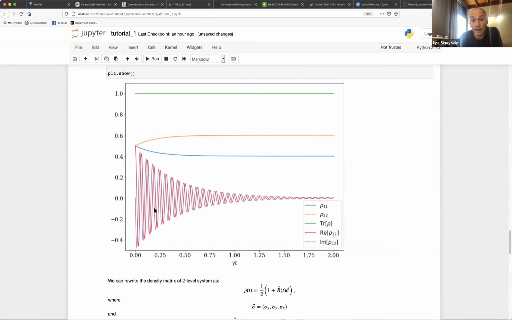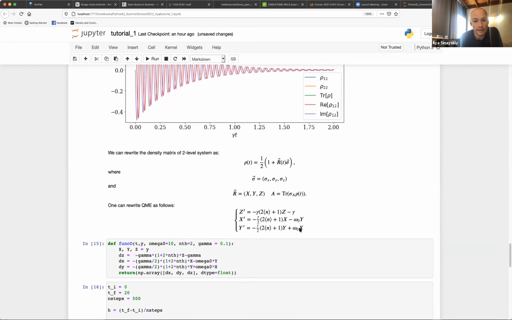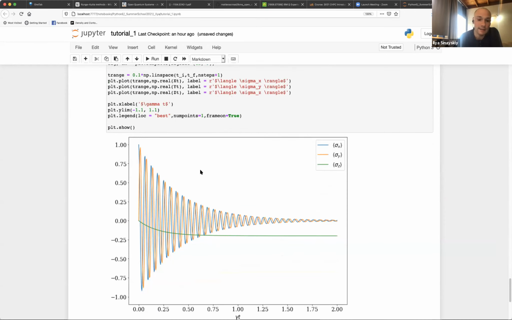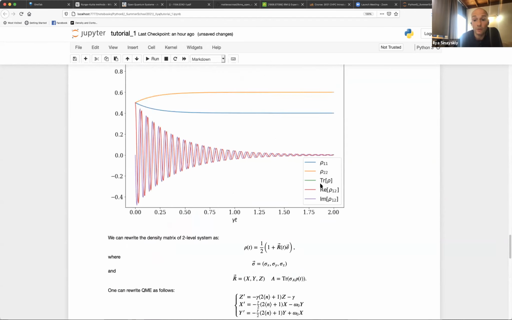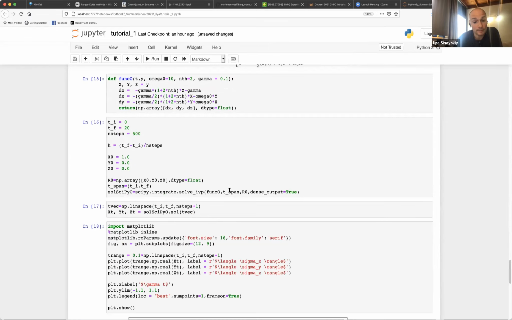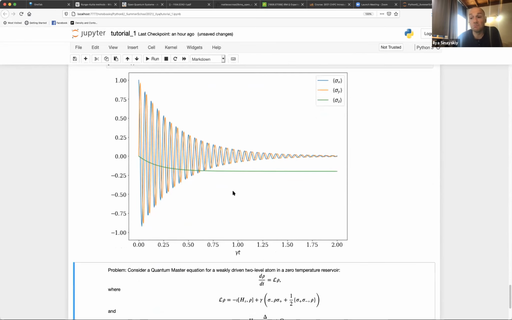And you can make a similar argument for the real and imaginary part of rho 1, 2, because sigma x is rho 1, 2 plus rho 2, 1. So this is two times the real part of rho 1, 2. And these two graphs, for sigma x and for the real part of rho 1, 2, differ exactly by the factor of 2. But you can do numerical experiments, just put one on top of the other, to see that you're getting absolutely identical descriptions.